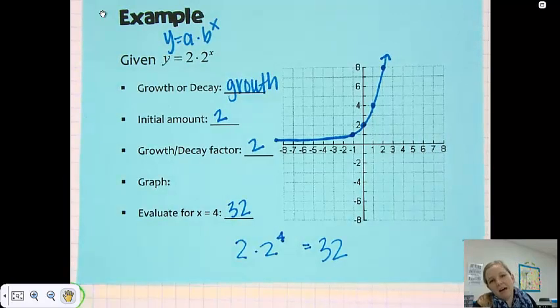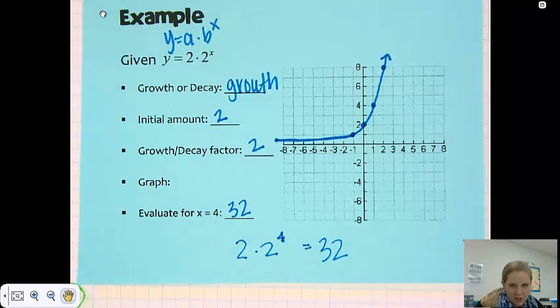Alright, so those are the parts of an exponential function: the initial amount, the growth or decay factor, and the exponent, which represents time.